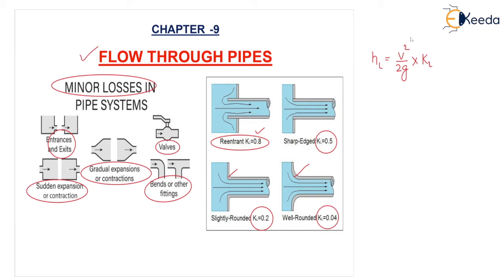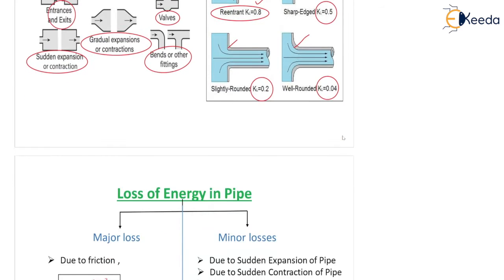But it will always be multiplied by the velocity head to account for the total head loss in terms of meters. Okay, let's go to the next slide.